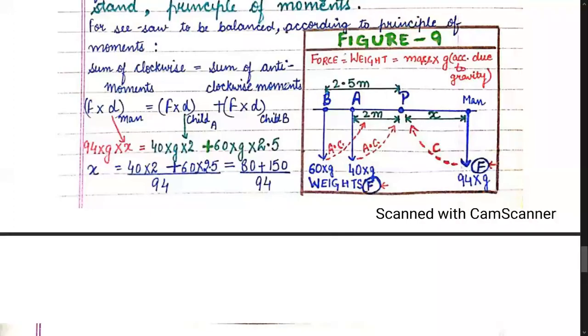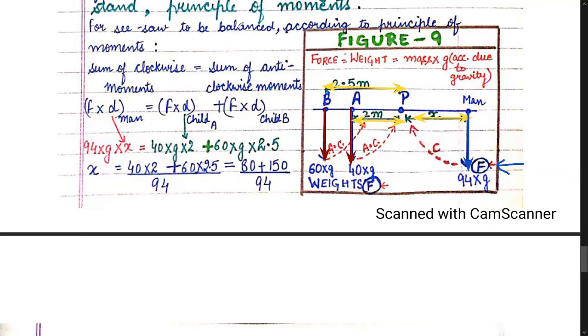Children, see figure number 9. Here both the children are shown as point A and point B, such that A was of 40 kg and B was of 60 kg, sitting at distances of 2 meter and 2.5 meter from the pivoted point, and the man is shown as giving a force of F. F stands for weight of the object.